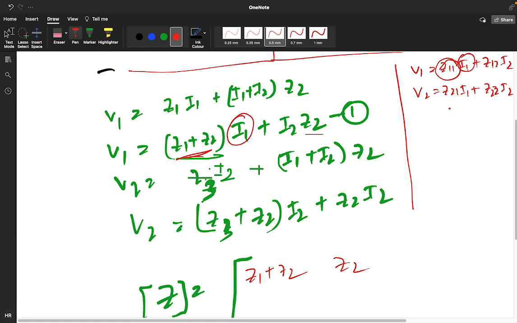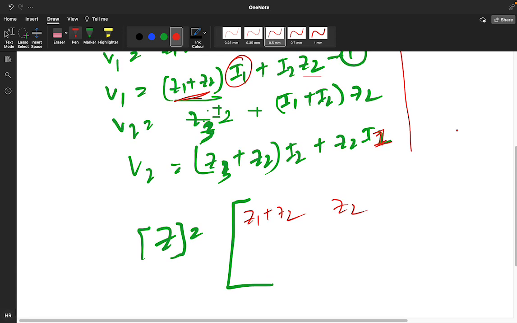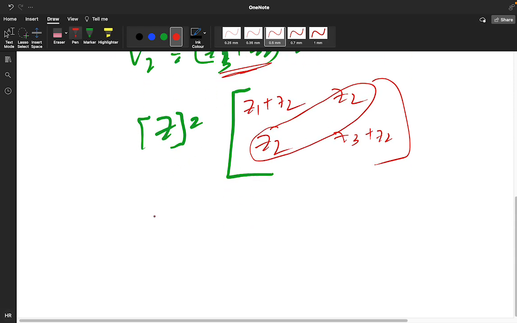This is coming with I1. Okay? This part is your I1 only. So Z21 is what? Z21 is Z2. And what is this? This is Z3 plus Z2. So see what you are getting from here. Z12 is equal to Z21. So the network is what? Reciprocal. Am I correct? Reciprocal.